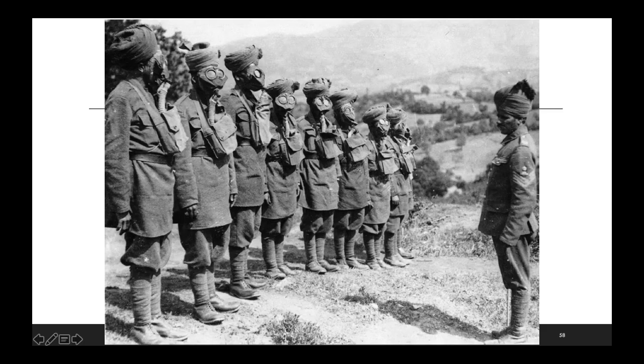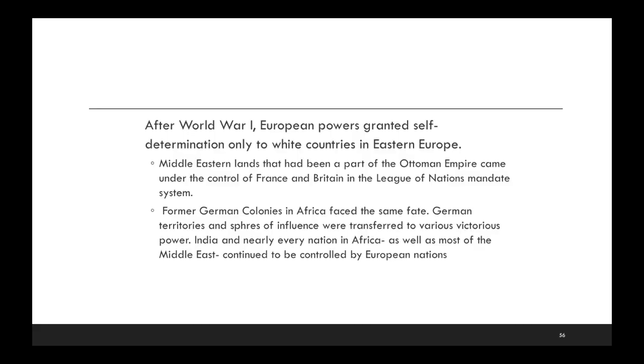So in that image, you can see Indian colonial troops fighting in World War I for Britain. So after World War I, European powers granted self-determination only to white countries in Eastern Europe. Middle Eastern lands that had been a part of the Ottoman Empire came under control of France and Britain in the League of Nations mandate system. So the mandate system was a system that basically said that Middle Easterners were not prepared for independence, but these powers, France and Great Britain, for instance, were tasked with helping guide them towards independence. So it was basically colonialism all over again.